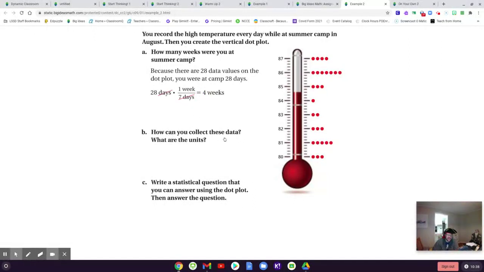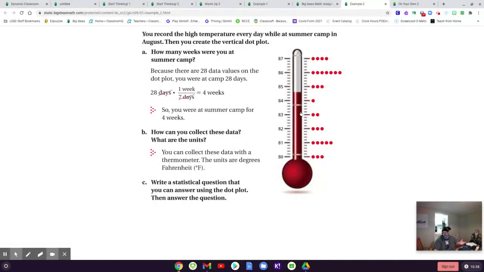Okay, how can you collect this type of data when you're collecting the high temperature every day? Yes, you would use a thermometer. And what would the units be for this right here? It would be Fahrenheit, because if that were Celsius, everyone would die. So you would use a thermometer and measure in degrees Fahrenheit.